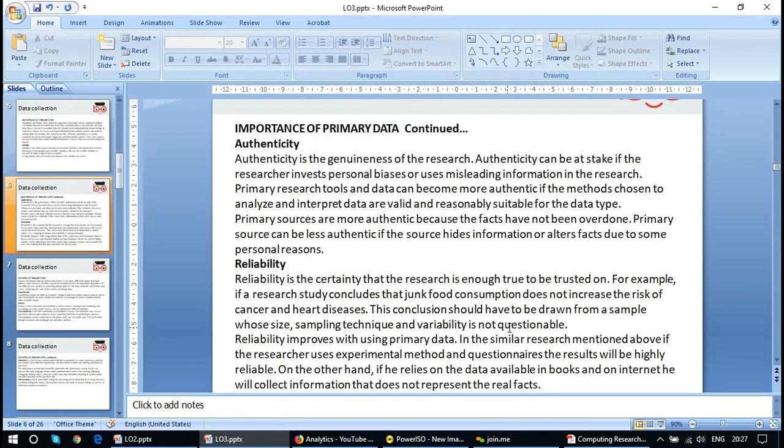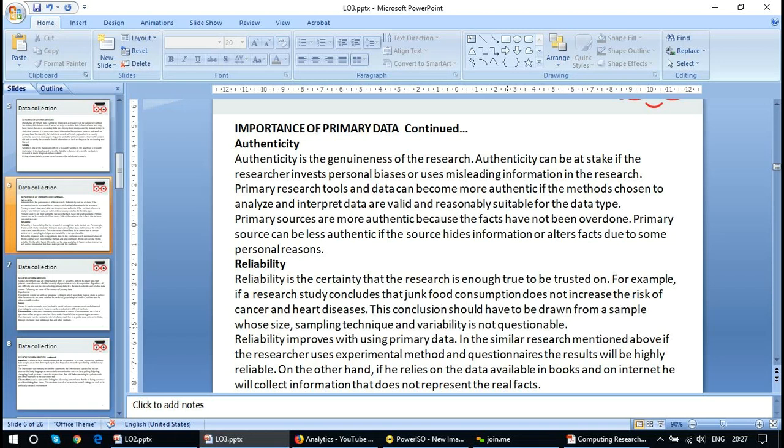Now, authenticity of the primary data is the genuineness of the research. Authenticity can be at stake if the researcher invests personal biases or uses misleading information in the research. Primary research tools and data can become more authentic if the method chosen to analyze and interpret data are valid and reasonably suitable for the data type.